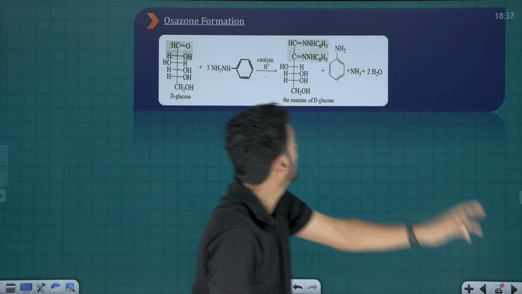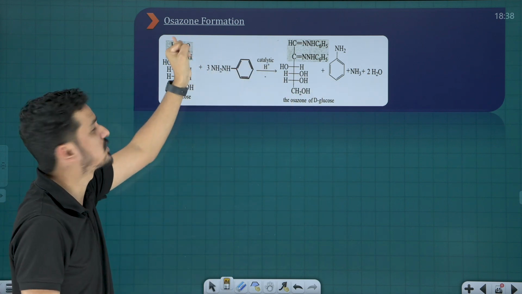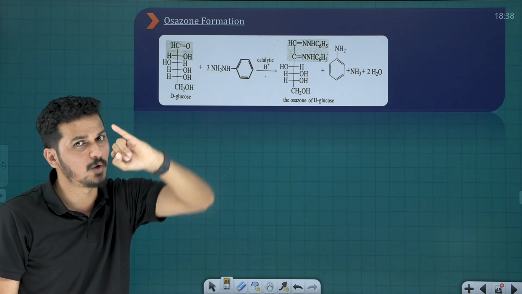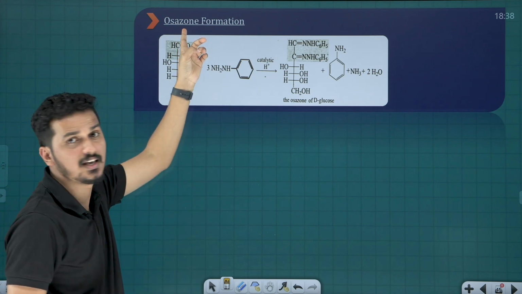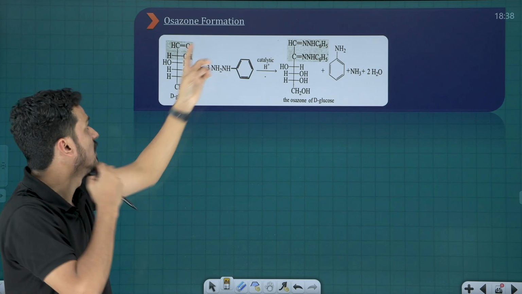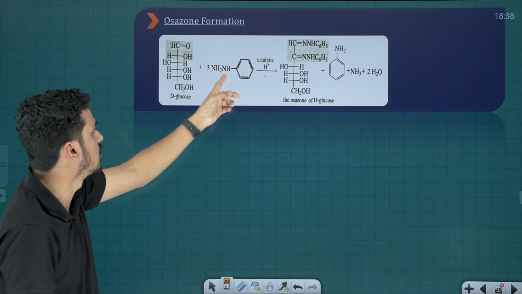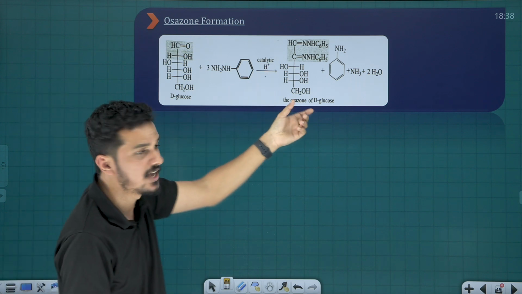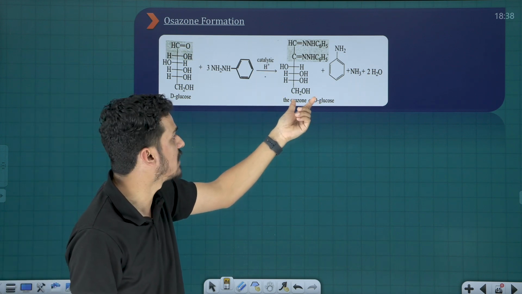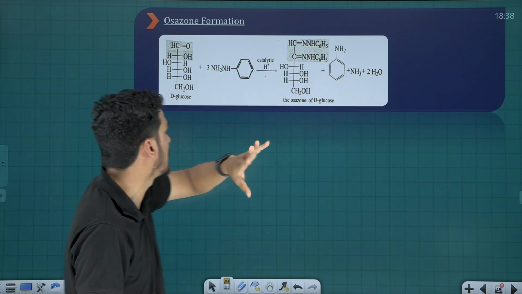Then again after that, there is osazone formation. Osazone formation. Osa means already what? Os means what? That is sugar. Zone means actually hydrazone. So the glucose and all, they can react with 3 molecules of phenylhydrazine in presence of a catalyst. They will form what? An osazone they will form. Plus aniline will be there, plus ammonia will be there. That idea you have to keep in mind.